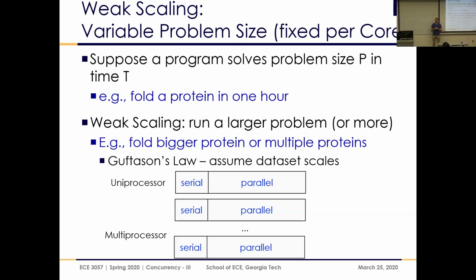Let's say that you have a nested for loop. The first for loop says you're going to fold 100 proteins. The nested for loop says that you're going to break that protein up into so many segments. It's one way to do it.